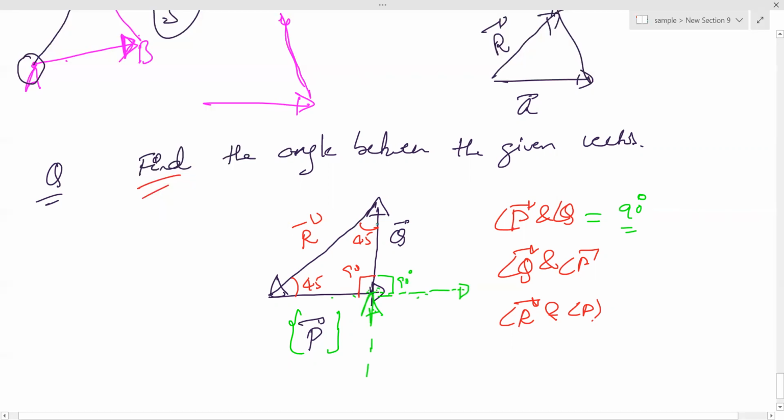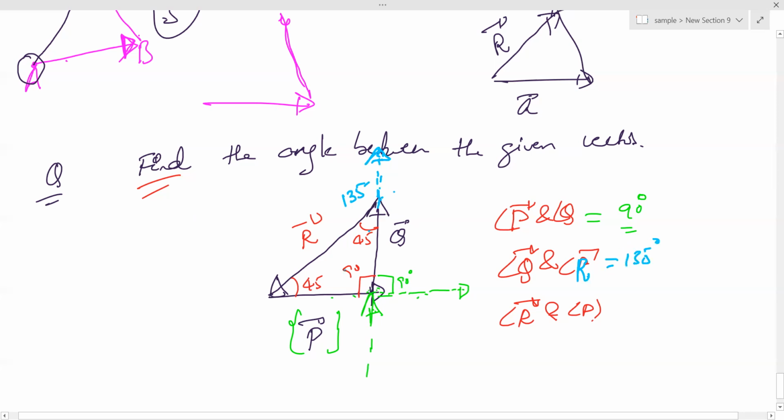Okay, this is Q and R, right? Q and R means here Q and R, tail and head are there. What should you do? We can bring the tail here like this, right? This way we can do. So what is the angle here? If this is 45, you know this is 180, right? Linear angle. 180 minus 45, that is 135.